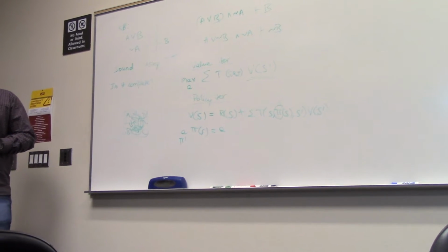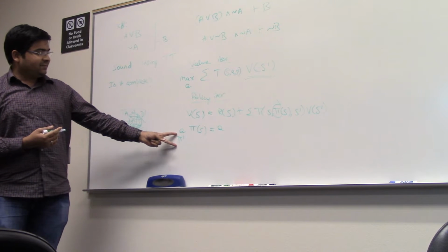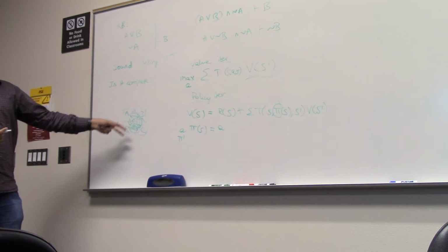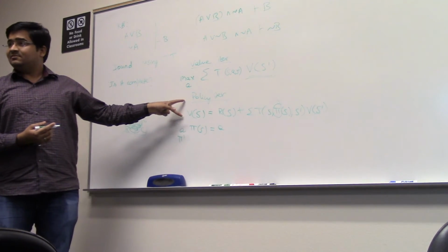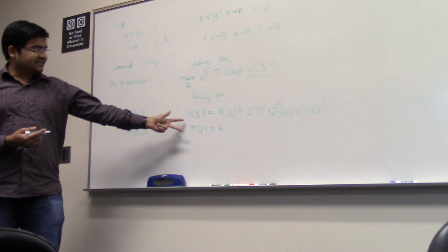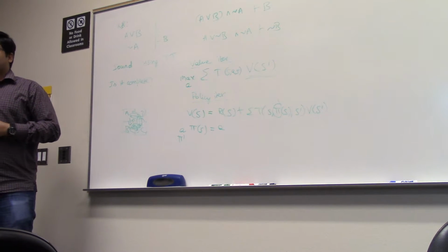Okay? And the same thing once again. Once you have a new pi dash, you once again obtain value for that policy, by solving this equation for pi dash instead of pi. And then you once again update pi dash to a new pi double dash or stuff like that.